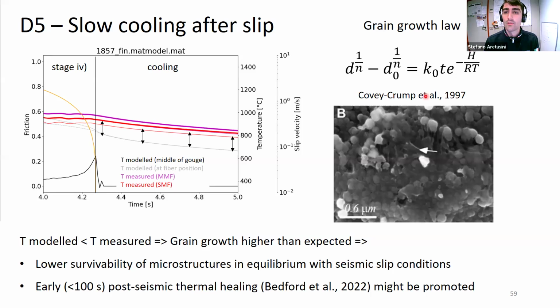grain growth processes, meaning that basically due to the temperature increase there's this sort of grain growth similar to what happens in mylonites, I think it's called. This process has two important implications. One is that it could probably lead to a lower survivability of the microstructures in equilibrium with seismic slip. It means that these microstructures are being cooked for quite a long time, and this cooking can obliterate what can be referred to as the seismic microstructure.